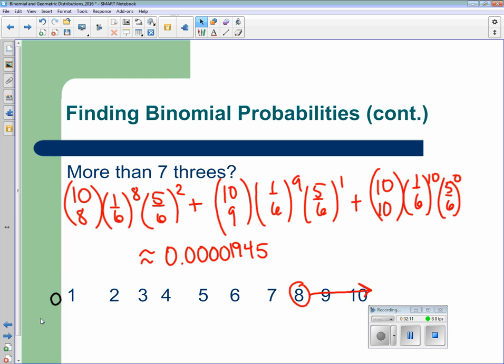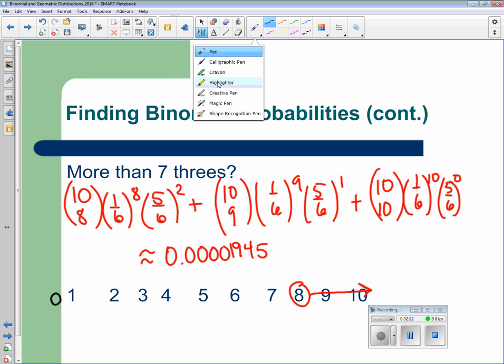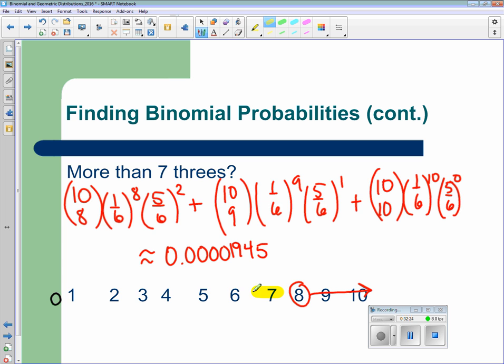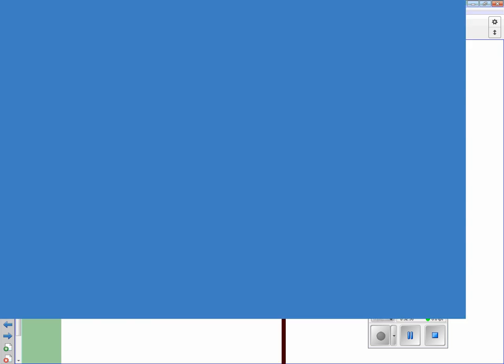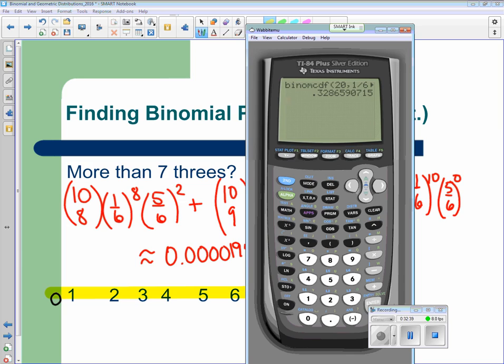Remember, down here in my number line, I have drawn 8 and above. That means more than 7. Do you agree? Because the calculator will only do less thans, what if I found that? Then I would subtract it from 1. That's exactly right. So that's what I'm going to do. You guys are amazing today. So it's exactly right. So I'm going to use the complement as well of 7 and below.